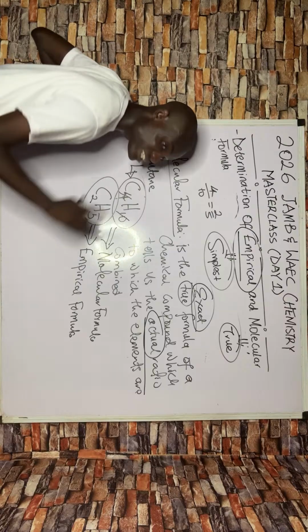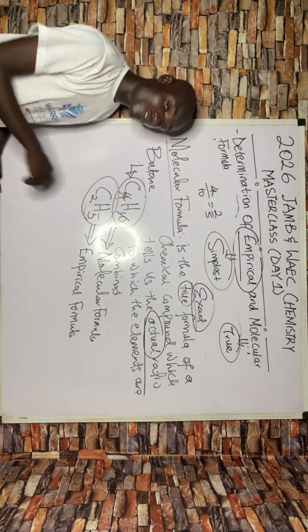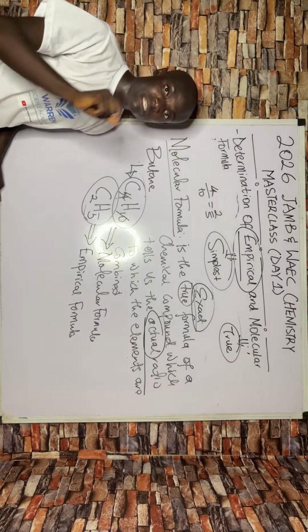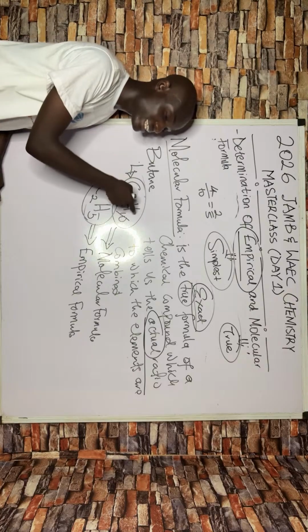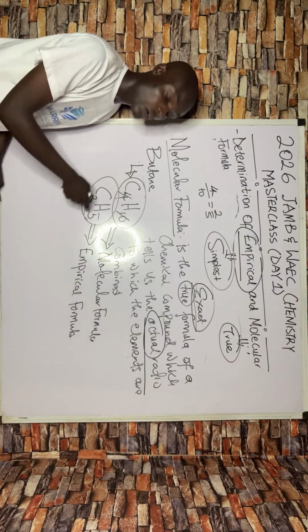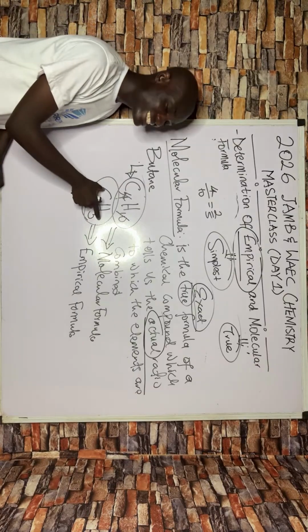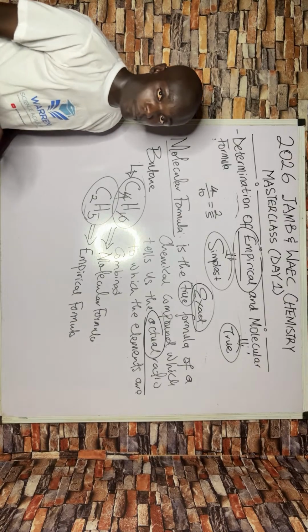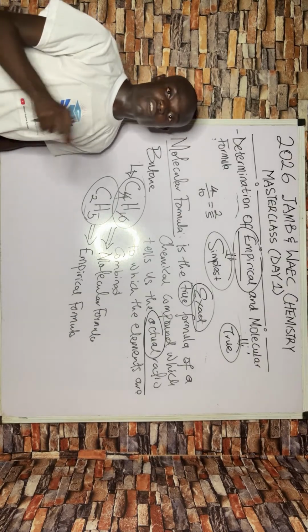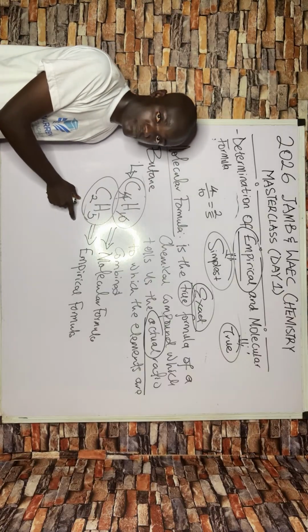So now, what is similar to both the molecular and the empirical formula is that both of them will tell us the elements that are present. So in the molecular formula, I will see that I have carbon and hydrogen. In the empirical formula, I will also see that I have carbon and hydrogen. But the difference is that one is the simplest, while the other is the true formula of a chemical compound. So whenever you write the formula of a compound, you're actually writing the molecular formula and not the empirical formula.